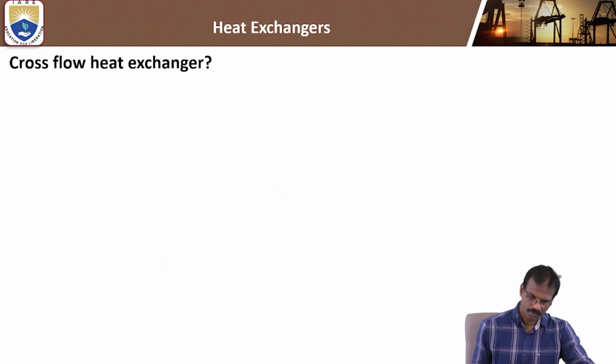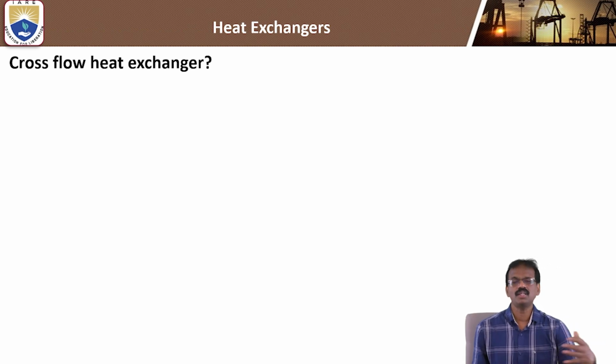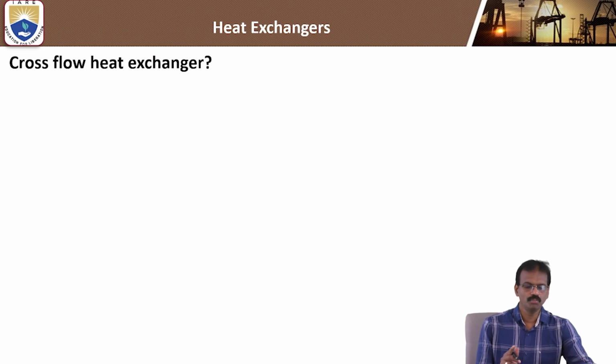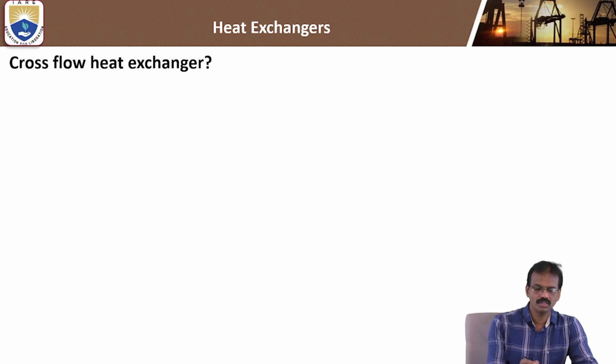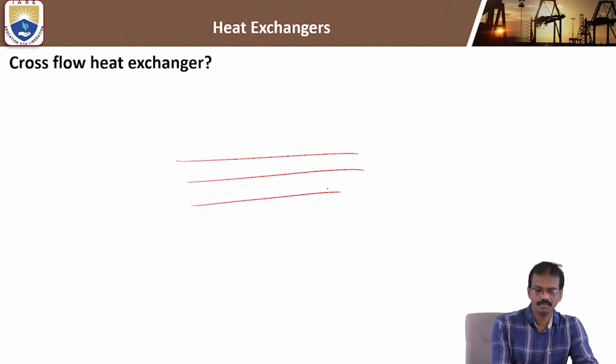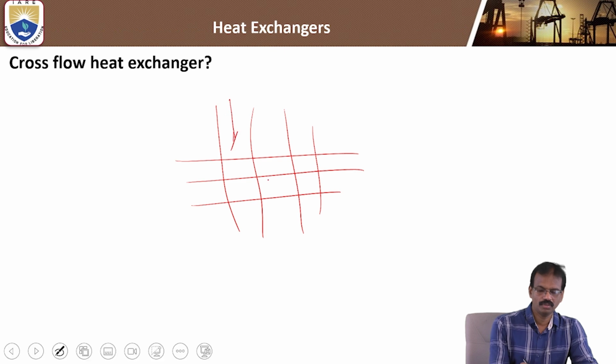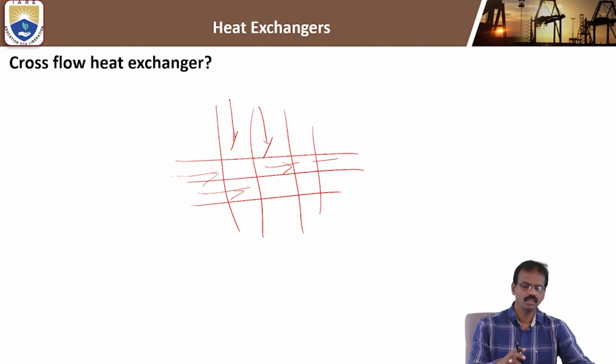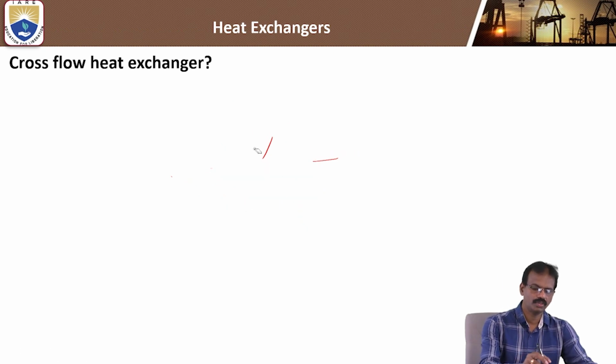Now we'll see the cross flow exchanger. What is cross flow? Here also, heat transfer takes place between two fluids, hot fluid and cold fluid. But the directions of the two fluids are perpendicular to each other. One fluid moves like this, another fluid moves like this, perpendicular to each other. That is called a cross flow exchanger.